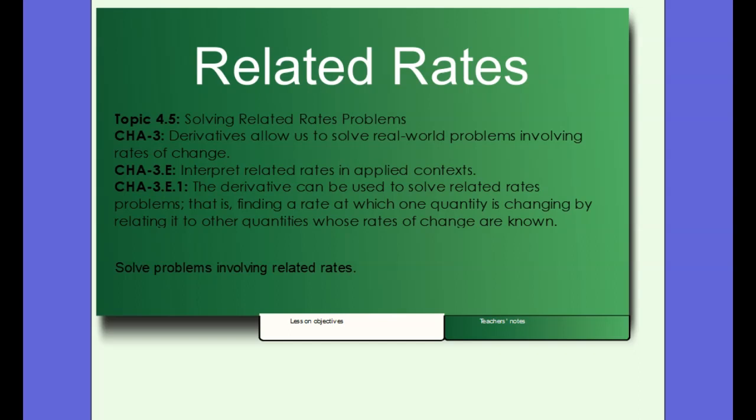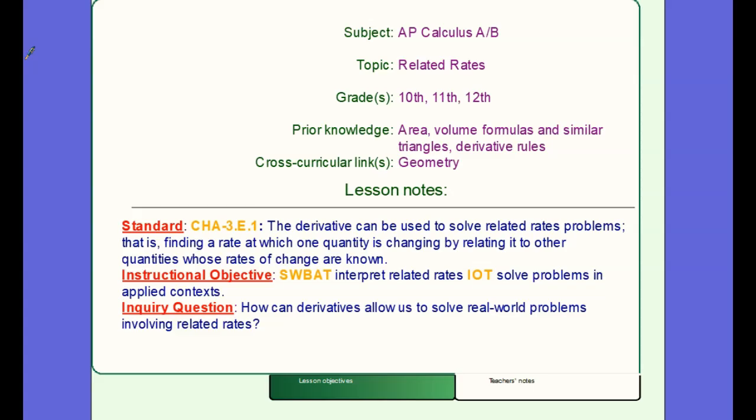Welcome to Unit 4, Lesson 4, Part 2, Related Rates. In this section, we'll be addressing Topic 4.5 from the 2019 course and exam description, Solving Related Rates Problems. The standard for this lesson is CHA-3.E.1. The derivative can be used to solve related rates problems, that is, finding a rate at which one quantity is changing by relating it to other quantities whose rates of change are known.